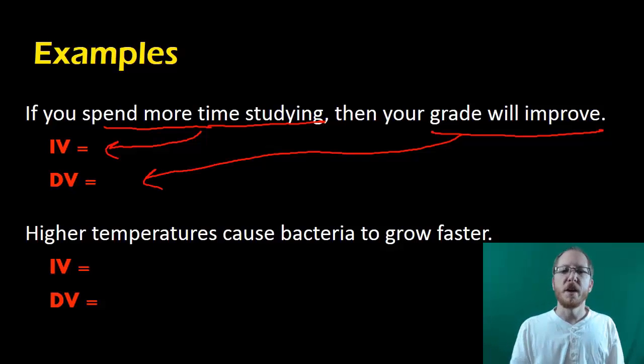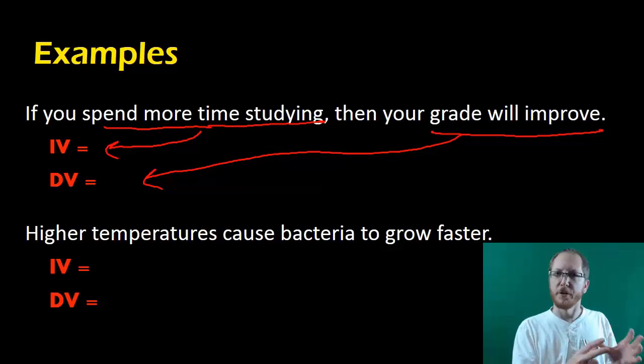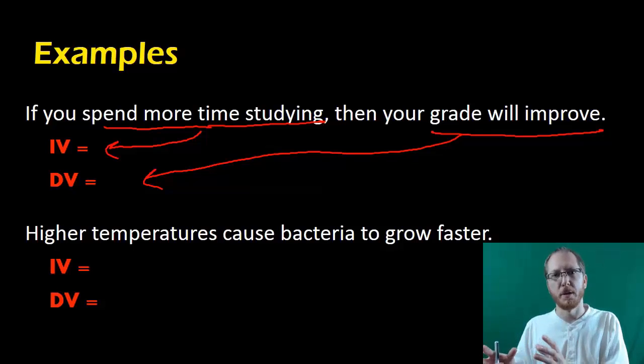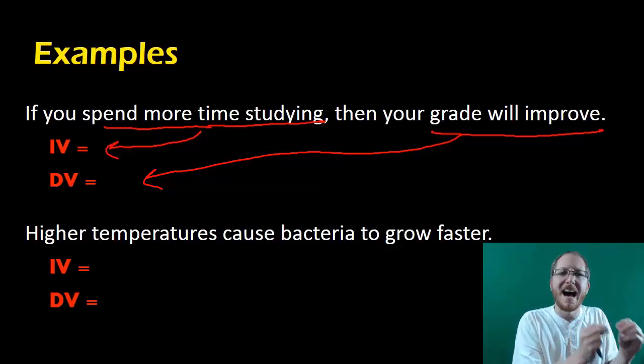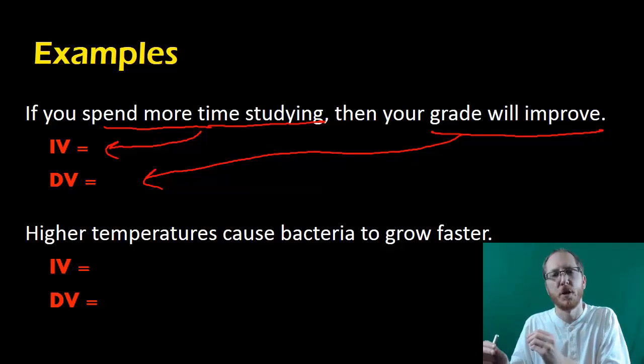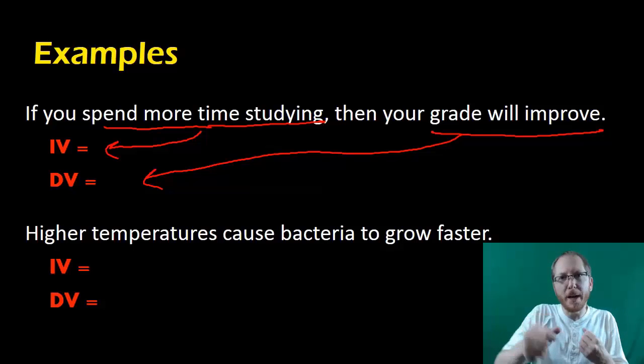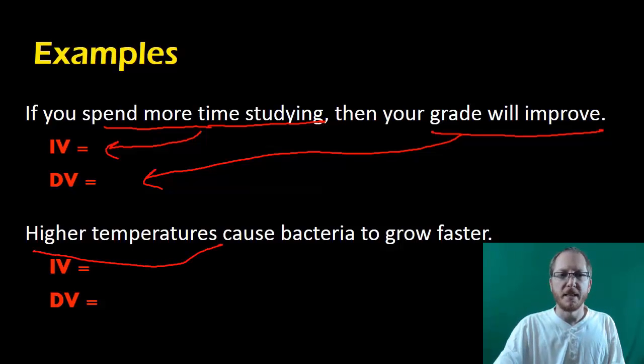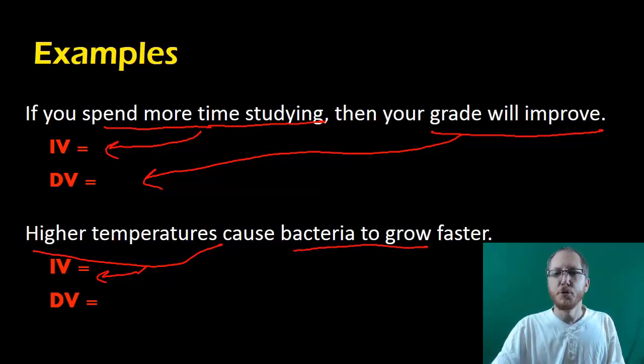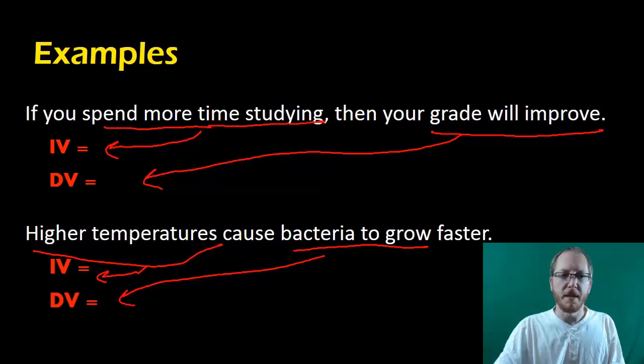Now for the second one, we have higher temperatures cause bacteria to grow faster. So what's coming first, the higher temperatures or bacterial growth? And in this case, hopefully you realize it's the higher temperatures that are causing this. So the higher temperatures are what's coming first. That's what we would have done. We cranked up the heat on those bacteria. So the independent variable then is the high temperatures. Wow, that was drawn terribly. And then the bacterial growth is ultimately going to be the dependent variable. That's what we're trying to measure.